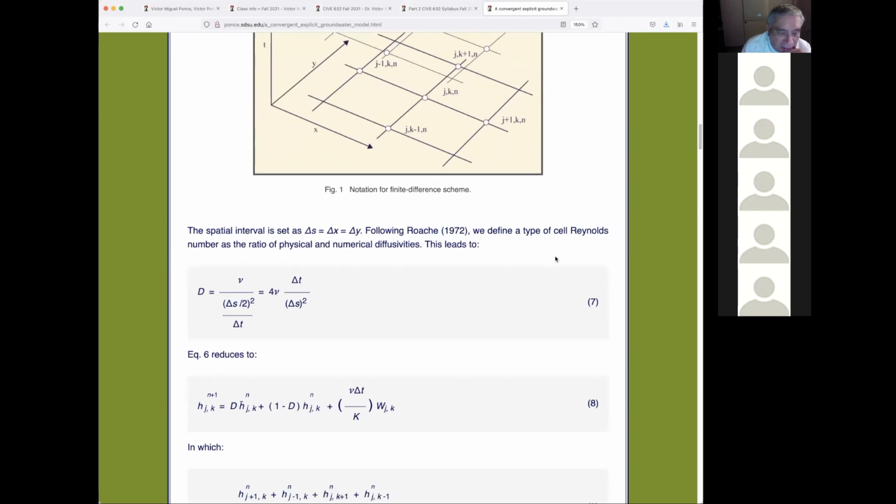The spatial interval, we're going to stop in here pretty soon. The spatial interval is set equal, delta S equal delta X equal delta Y. Now, following Roache, who in 1972 wrote a very good book called Computational Fluid Dynamics. I don't know if he ever reissued it.